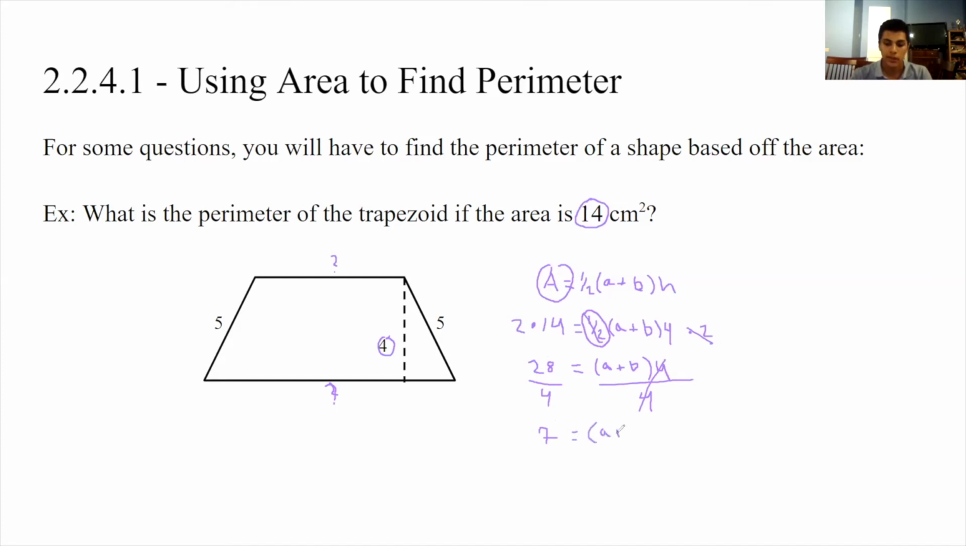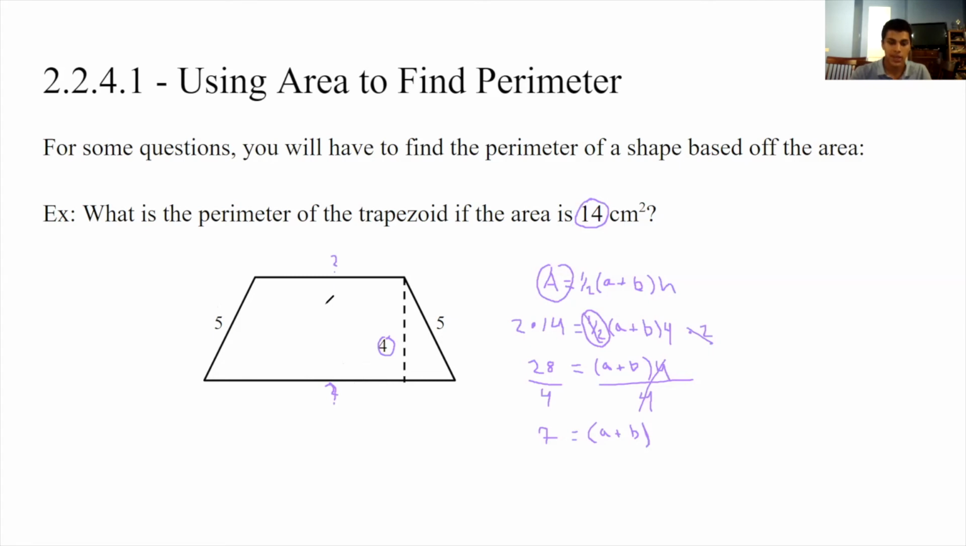So now I have a little bit of a dilemma because I know A plus B equals 7, right? And in order to find the perimeter of a shape, you need to add all the different side lengths. So I need to add A plus 5 plus B plus 5. And this is where a lot of students get really stuck because they're really, really close to the answer. And they think, oh, I need to find the value of A and I need to find the value of B and then add them all together.